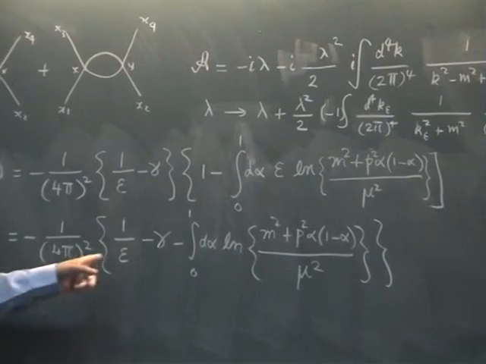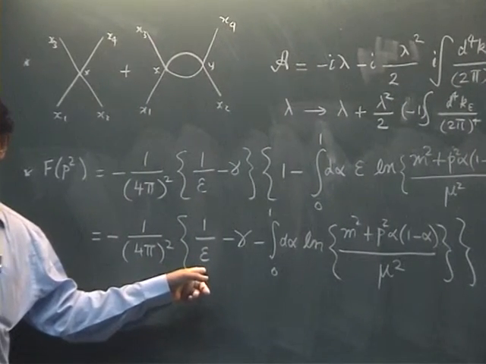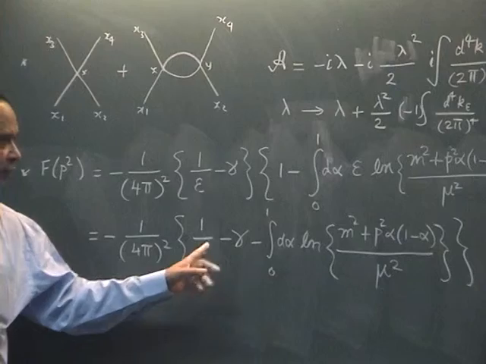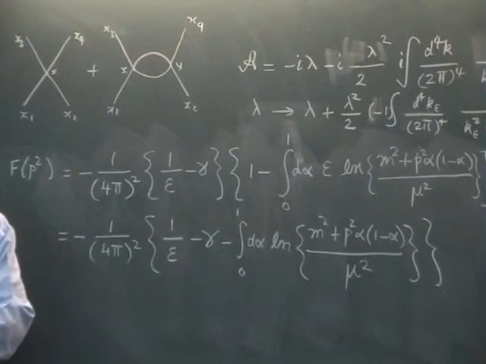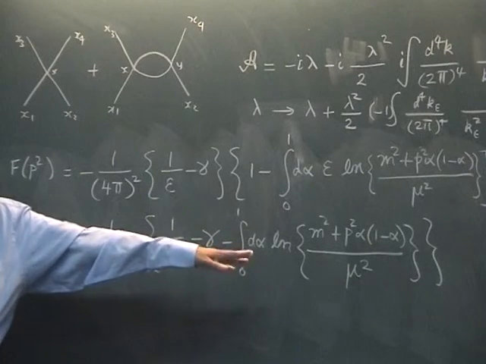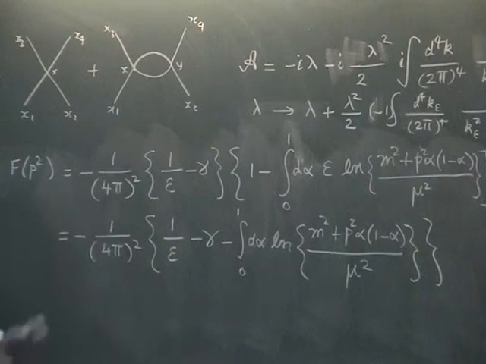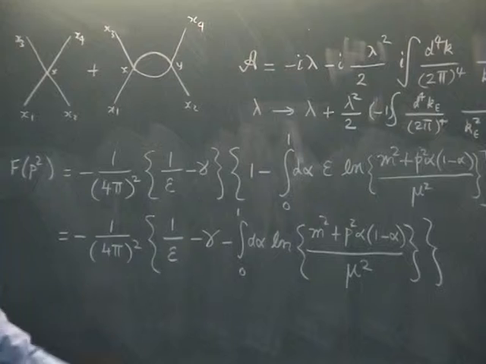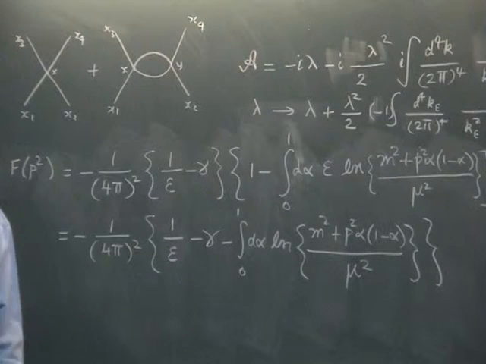The divergence is all absorbed in this 1 over epsilon factor. When epsilon goes to 0, everything else remains fine. Okay, that you can verify. I'm not going to do that integral. Actually, that integral can be done, and there is something interesting in it, but we don't need it. So there is some finite part, and then you have this 1 over epsilon.